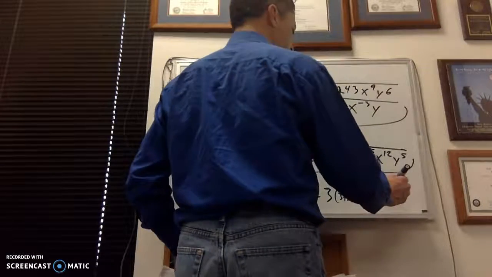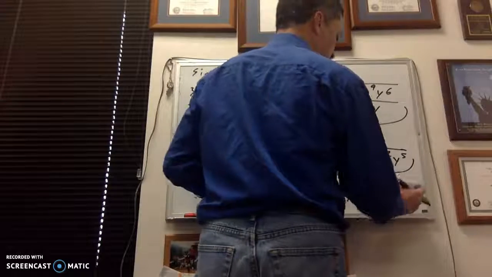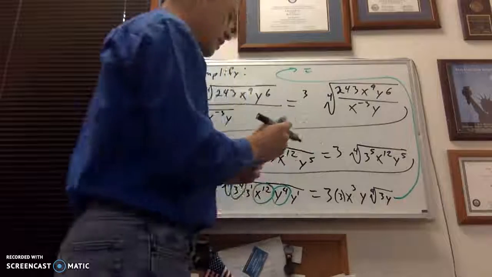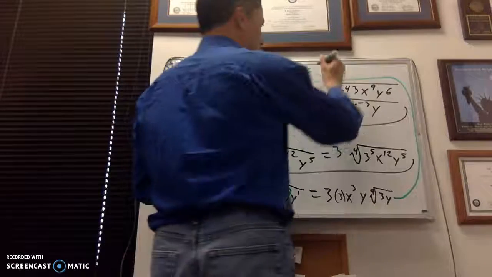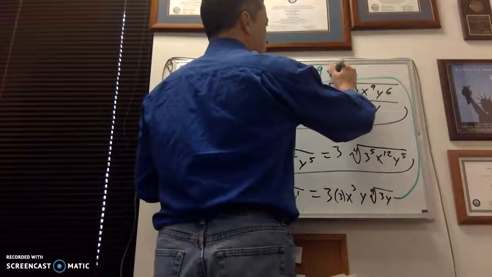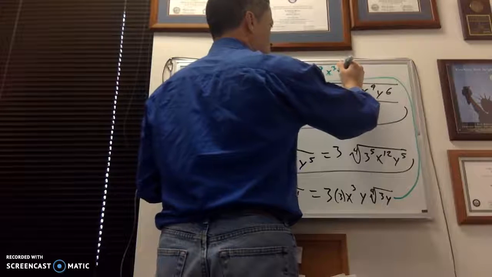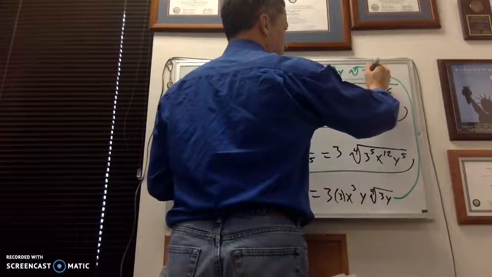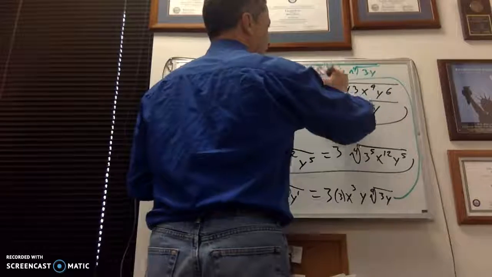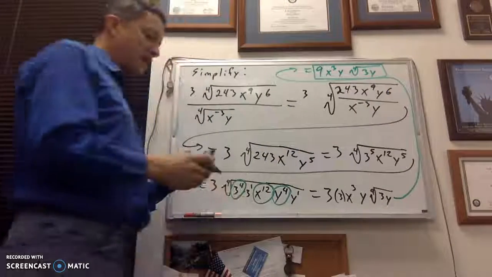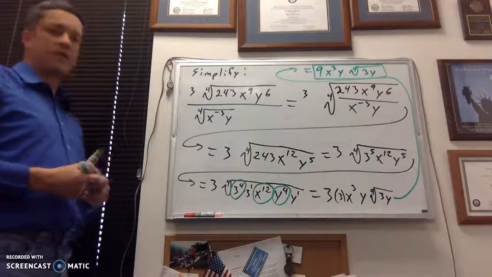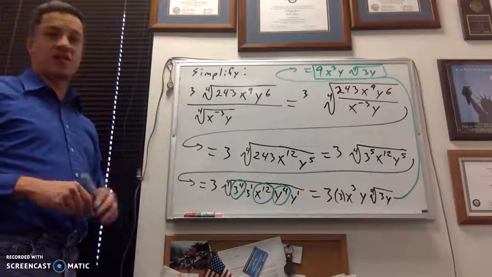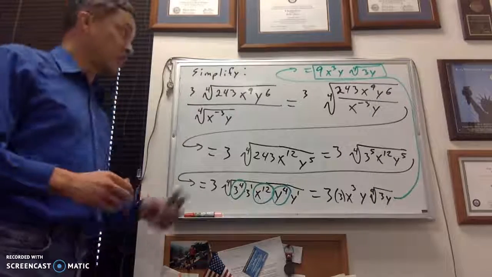I kind of don't have enough room here. Let me write my answer up here. I'll do it in green. It's going to be 3 times 3, which is 9, x to the cubed power, y, times the 4th root of 3y. And that's how to reduce this particular problem. All right, that's about as hard as it gets for these radicals too, which is plenty hard.